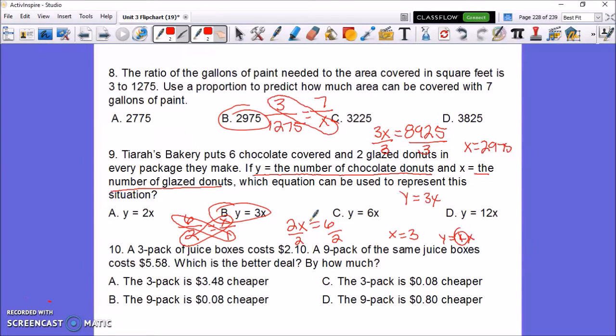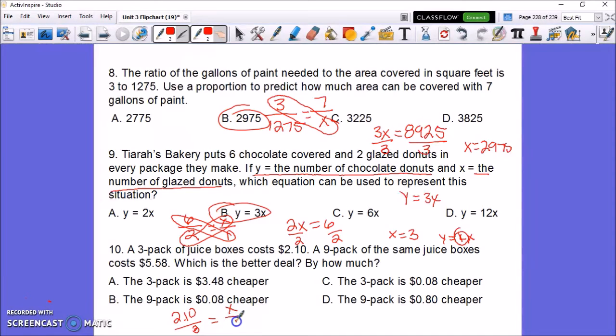All right, number 10. A 3-pack of juice boxes costs $2.10. A 9-pack of the same juice boxes costs $5.58. Which is the better deal, and by how much? So what you're going to do is, we want to know the cost per one. So if we have $2.10 for 3, how much are you pretty much paying for one?